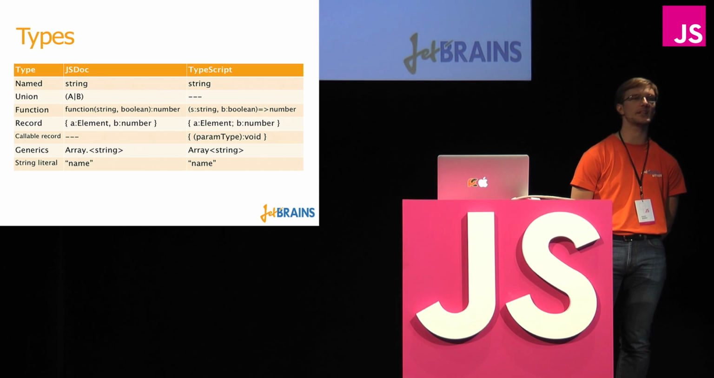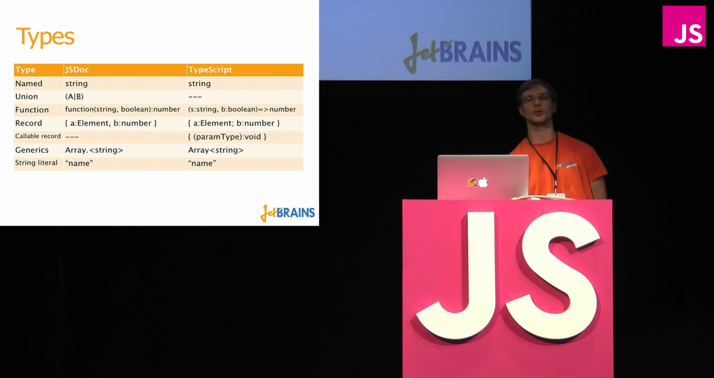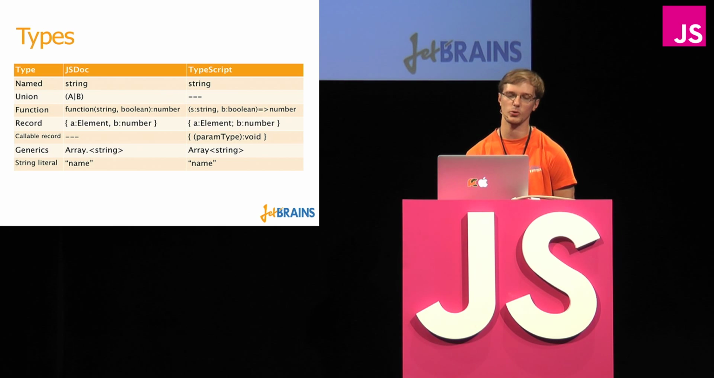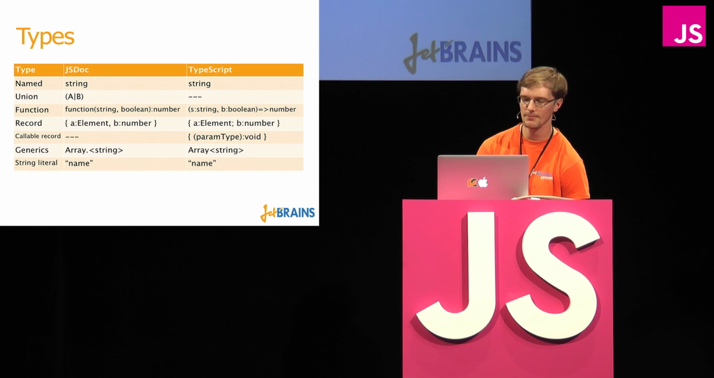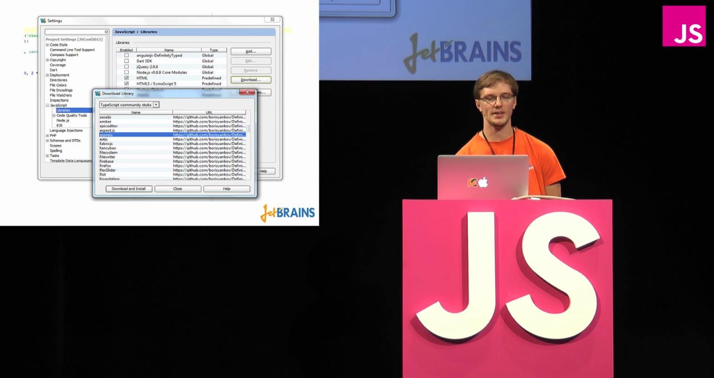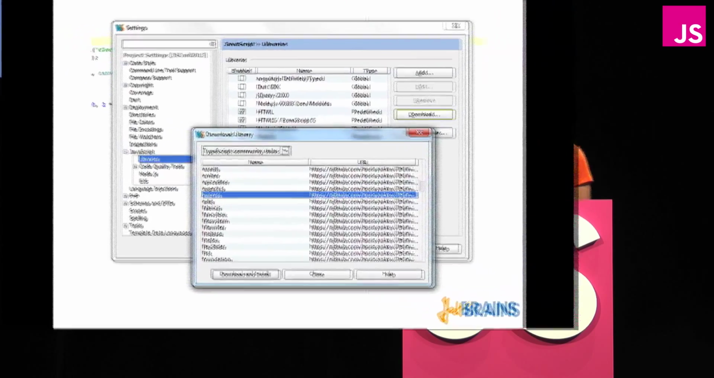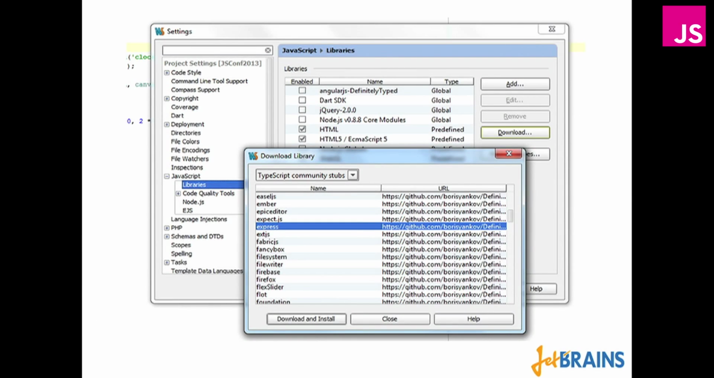So even if you're writing in plain JavaScript, even if you don't use any TypeScript in your application, you can still download the TypeScript stubs, and they are going to improve the code completion experience very significantly. So we have a specific action for that. You can just go download and install a library, select the TypeScript community stubs. There is a long list of libraries there, and you can select the one that you need, and it will be downloaded as part of your project.